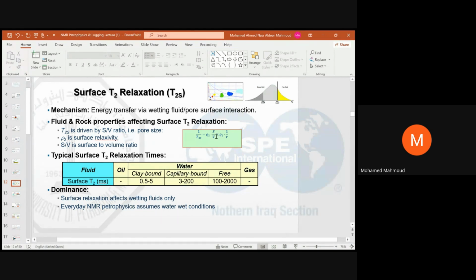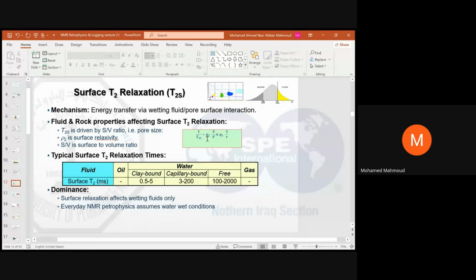S over V actually is 1 over R, where R is the radius of the pore, because the surface area of the pore is related to R squared, and the volume, if you consider it a sphere, will be R to the power 3. R squared divided by R to the power 3 gives us 1 over R. So we can remove S over V and put 1 over R.